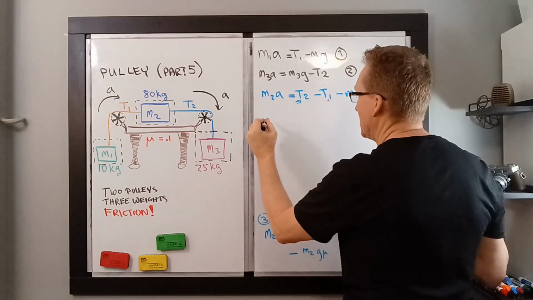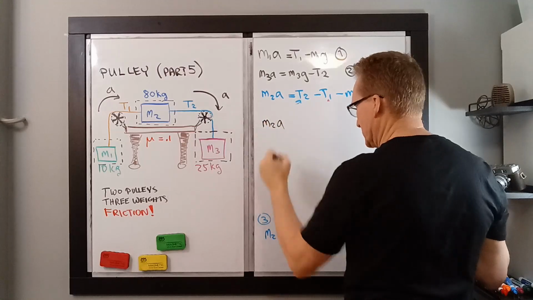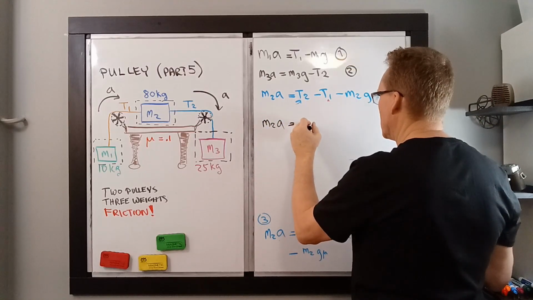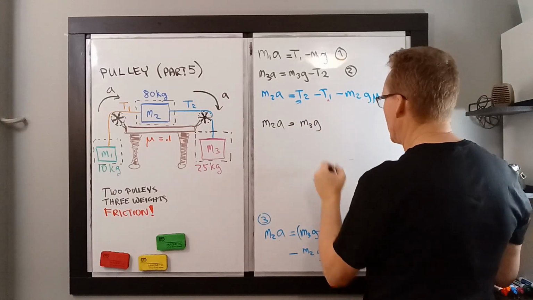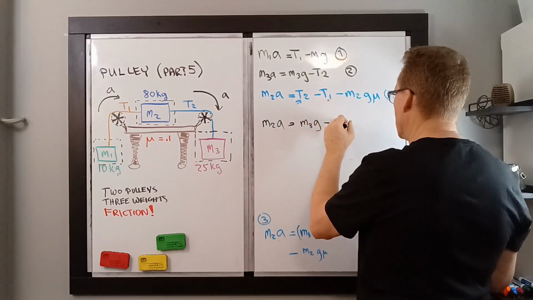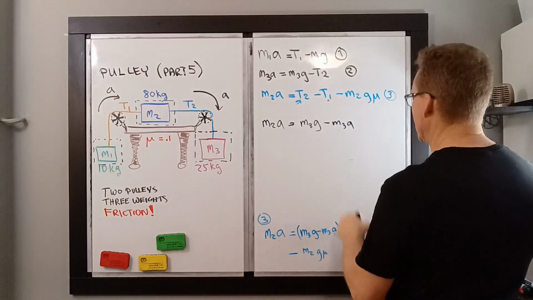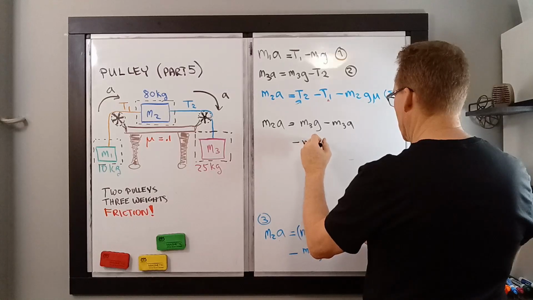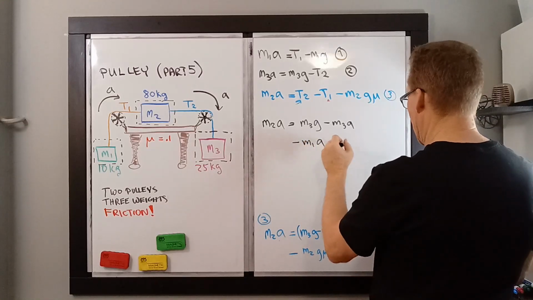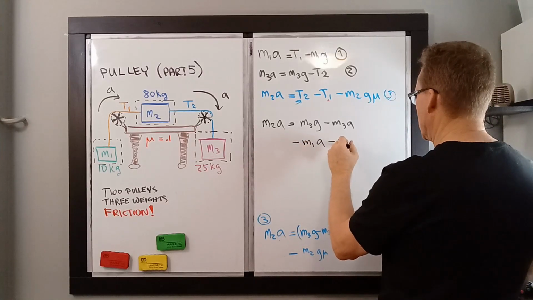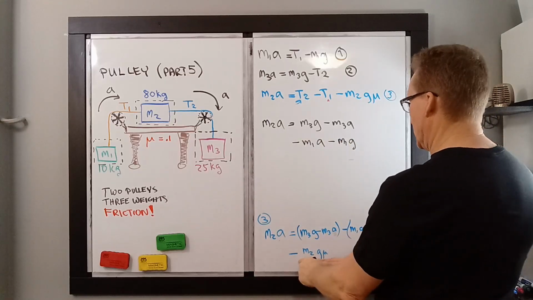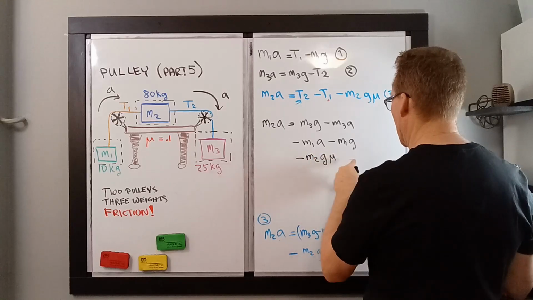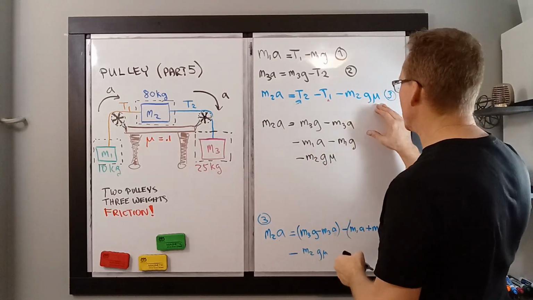So this is m2a, this is the first term here, is equal to m3g minus m3a. That's this first term. Now here I've got a minus sign, so I have to be careful. Minus m1a, there's a double negative. I mean a negative on this and this, m1g. I've done that one. And then this one over here, I've got one more, minus m2g mu. I have all of these terms, I'm hoping.